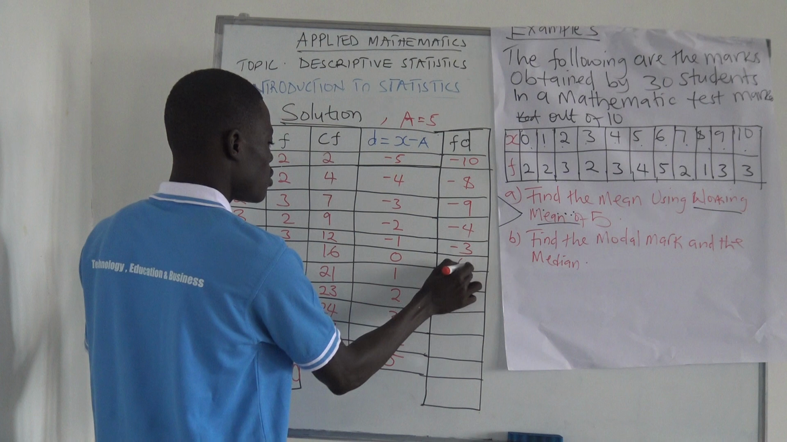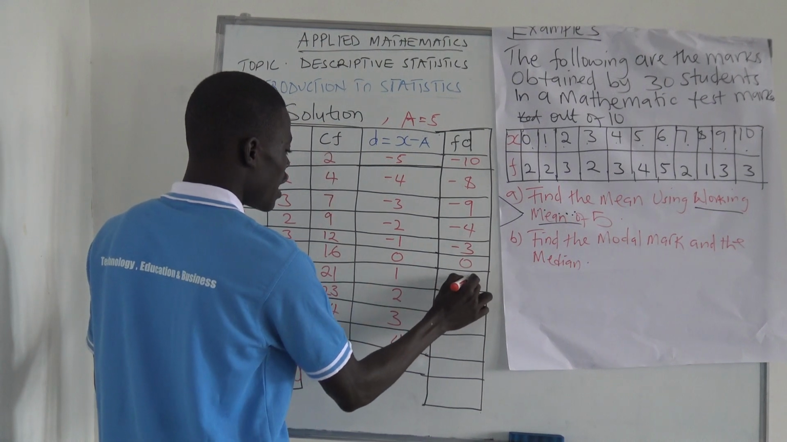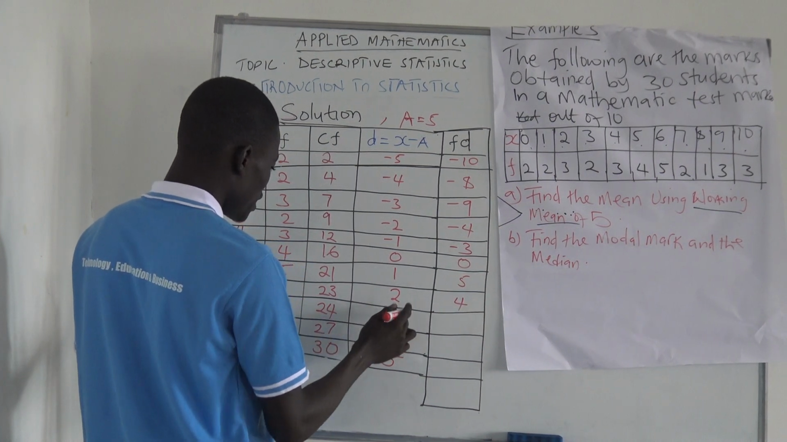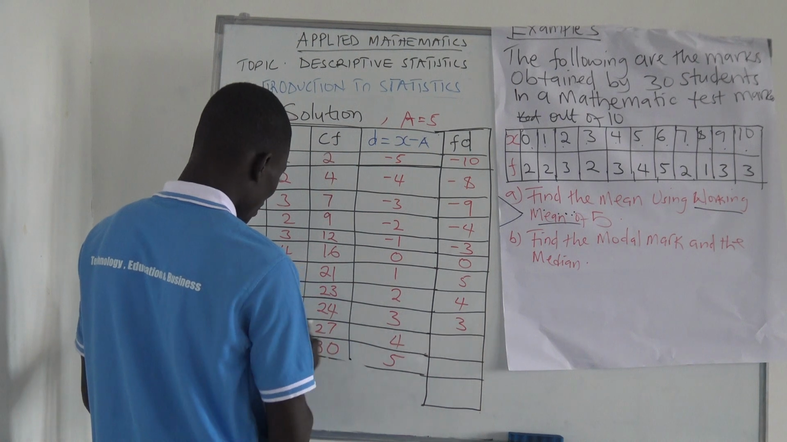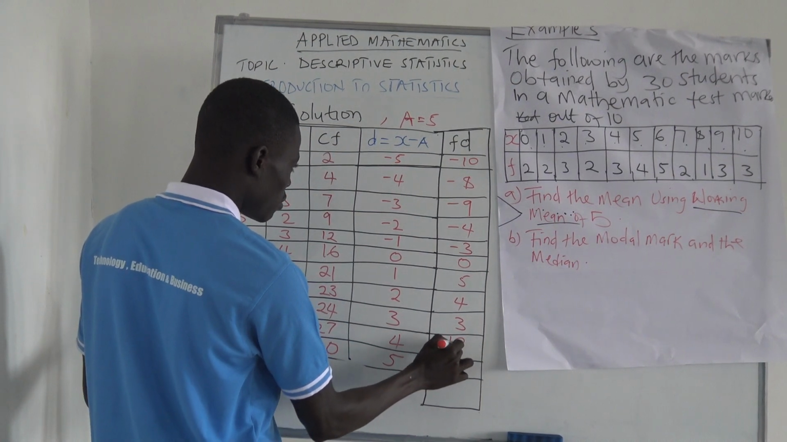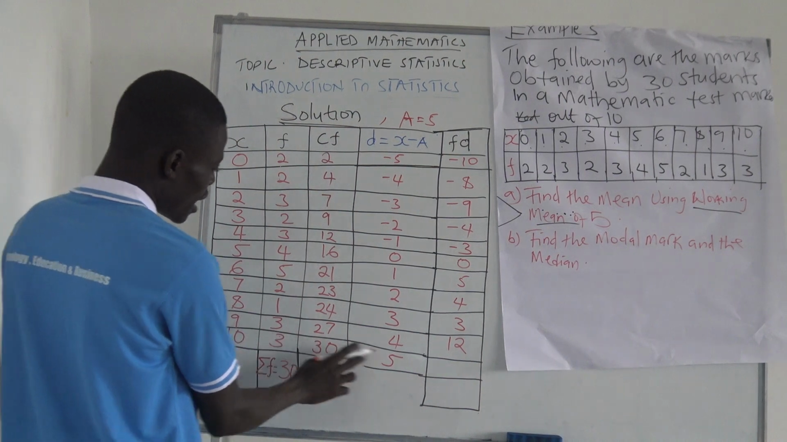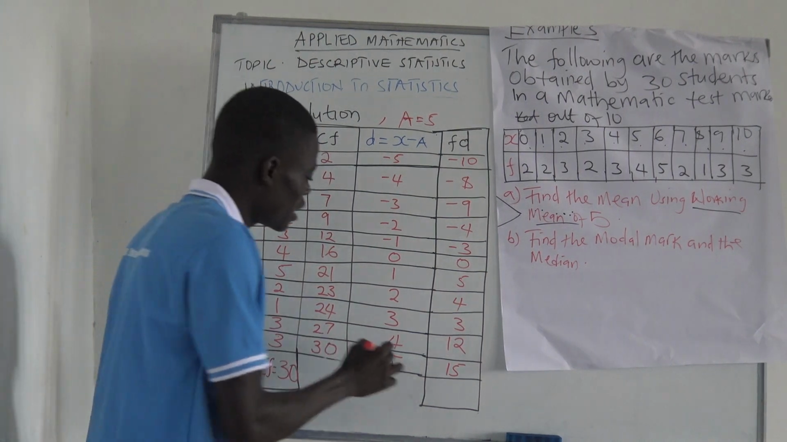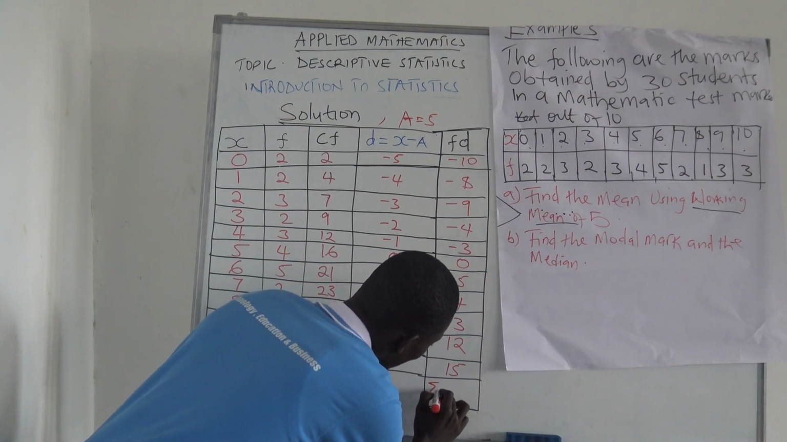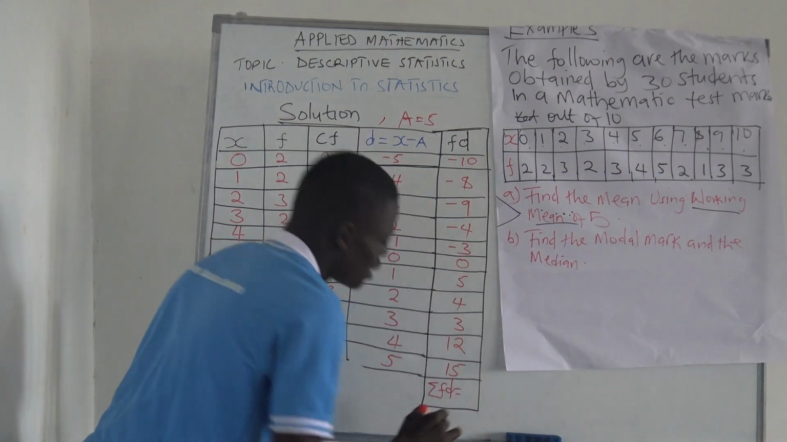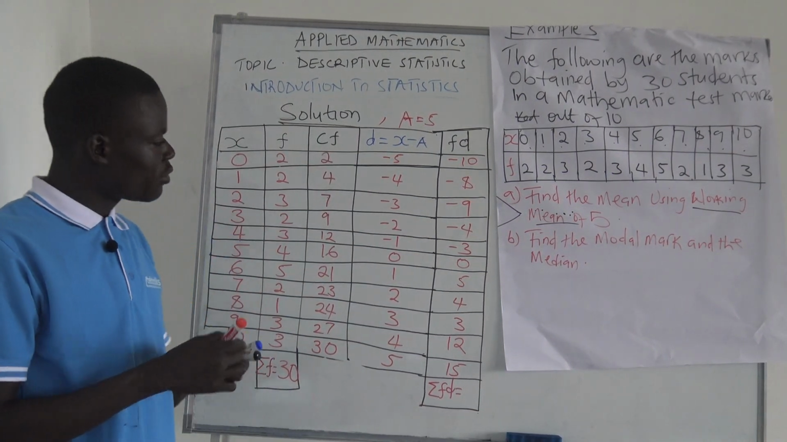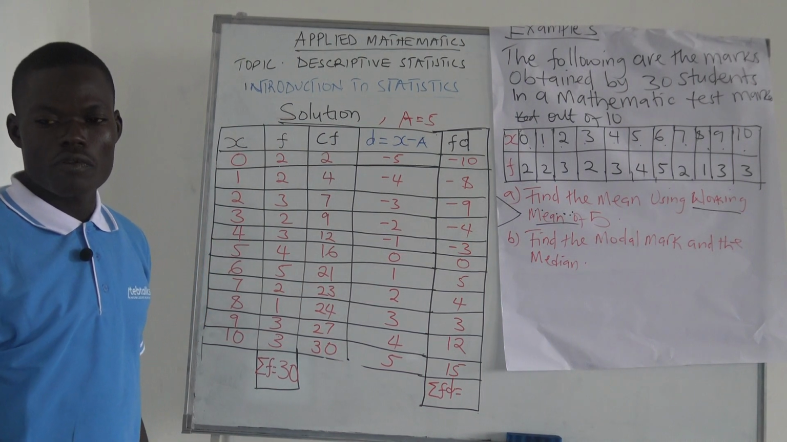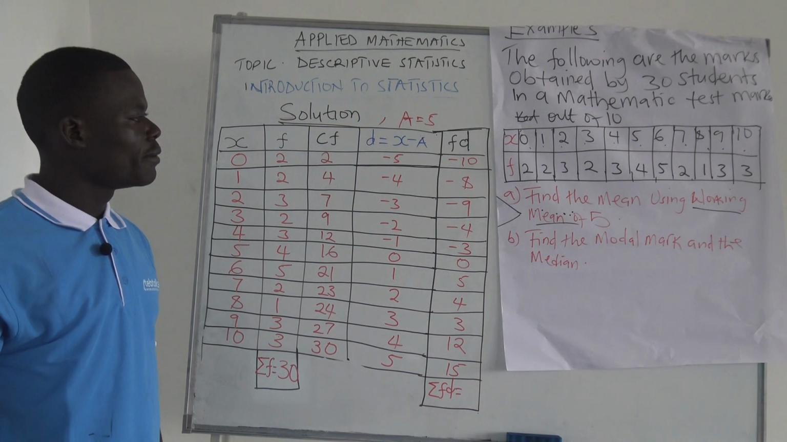4 times 0, we get 0. 5 times 1, it is 5. 2 times 2, we get 4. 1 times 3, we get 3. 3 times 4, we get 12. 3 times 5, we get 15. Immediately you have finished FD, we get what we call summation of f and d.